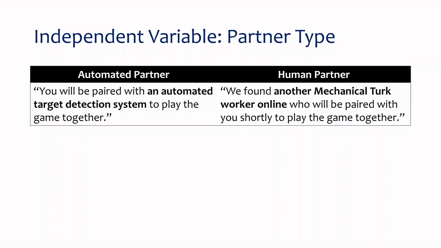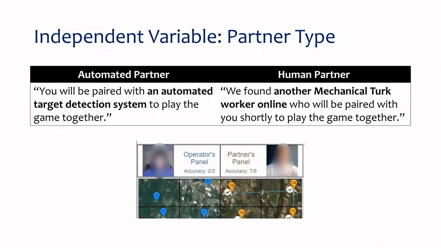To manipulate the partner type, we used deception. In the human partner condition, we told participants that they would be working with another MTurk worker, but in reality, both conditions interacted with an automated agent. To ensure that the participants believed the human partner condition, we displayed a pre-recorded video of a member of our research team and asked the participants to share their video as well. However, we did not enforce it.